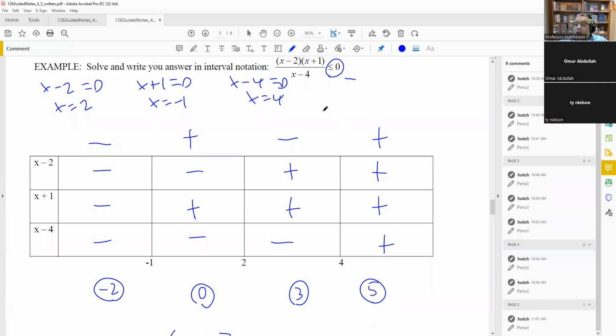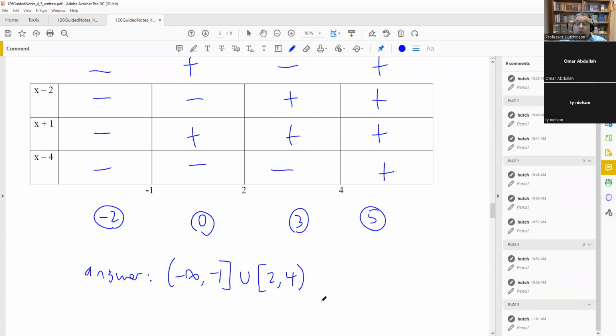So that's one extra thing you have to be careful about when you do these rational problems. That's what makes them different from the ones we did before. Any number that causes division by 0 is not included in your domain, not included in the answer. Okay, so this would be our final answer there. We're just looking for the regions that have negatives, and 4 is not included because it causes division by 0.